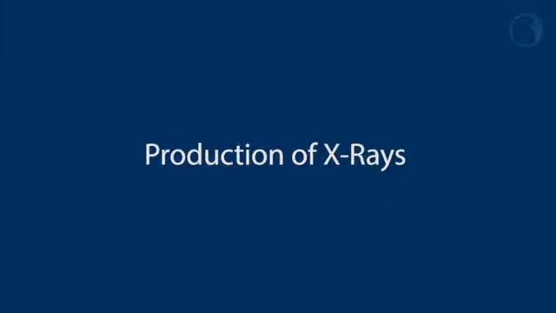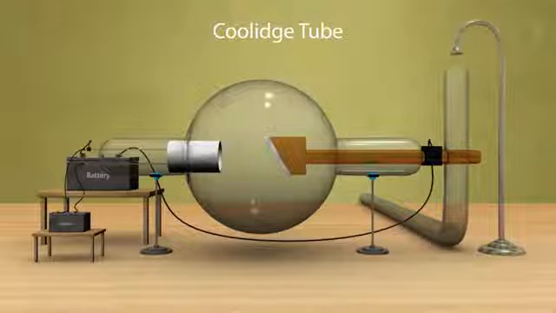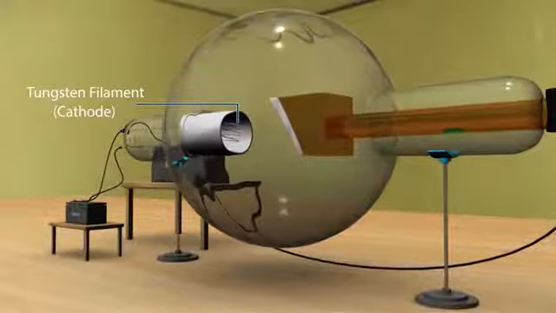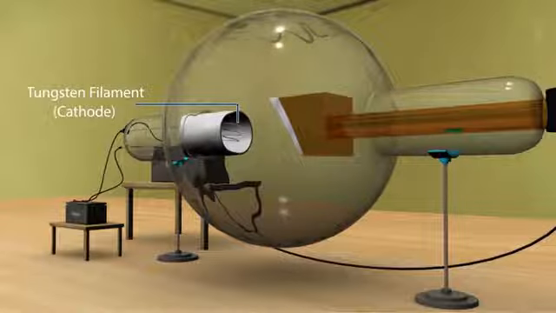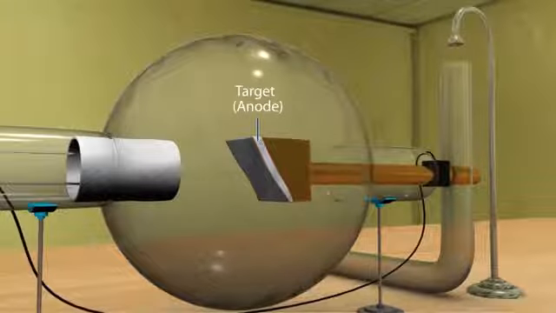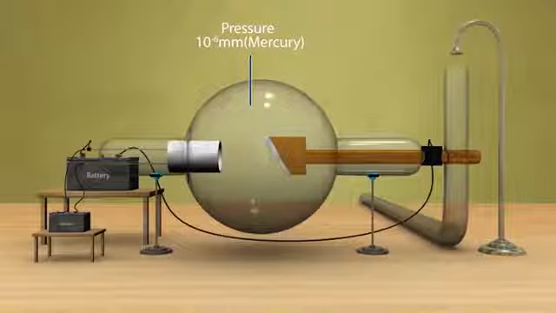Production of X-rays. The lab setup shown here was designed by Coolidge, and hence it is called the Coolidge tube. It contains a highly evacuated glass bulb containing a cathode, which is a tungsten filament, and an anode, which is a target made up of metal of high atomic weight. The pressure inside the bulb is maintained at 10 to the power of -6 millimeters of mercury.